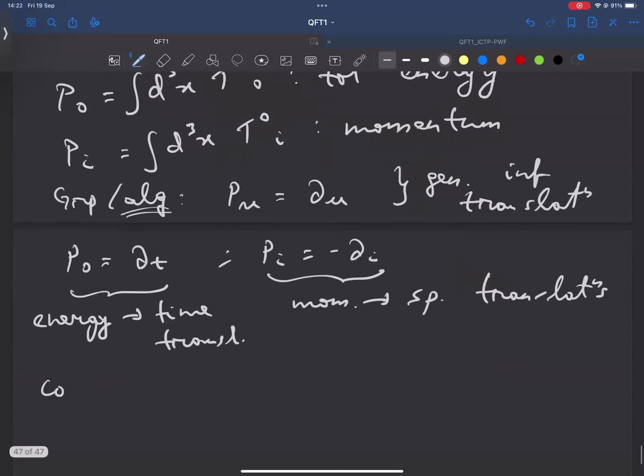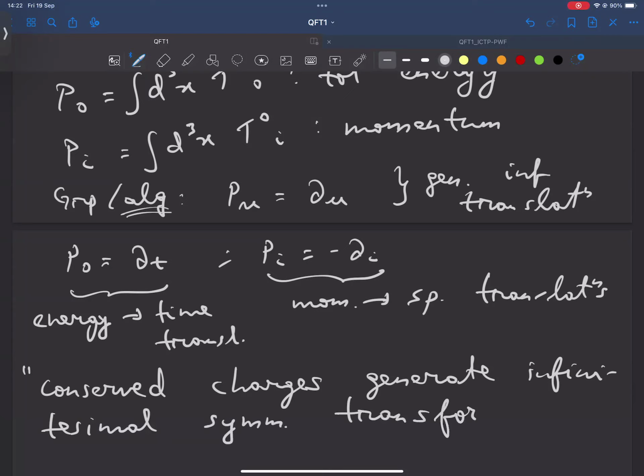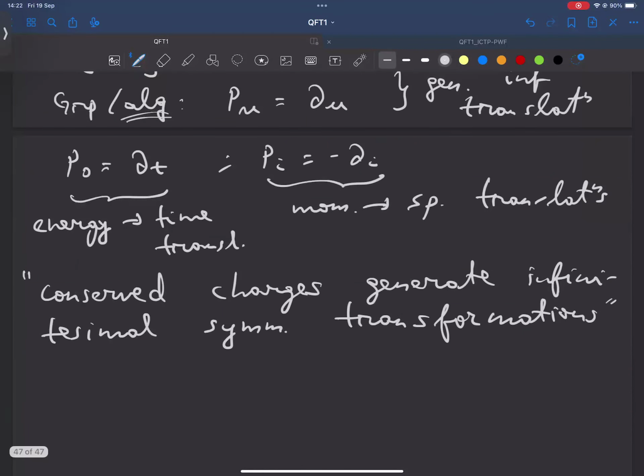Okay. So this is why we have this idea that conserved charges generate infinitesimal symmetry transformations. Okay. So we saw this from two points of view, once while discussing the group and algebra case, and once when we discussed classical field theory just now. And here I should say a few more things. Actually, let's first look at an example.